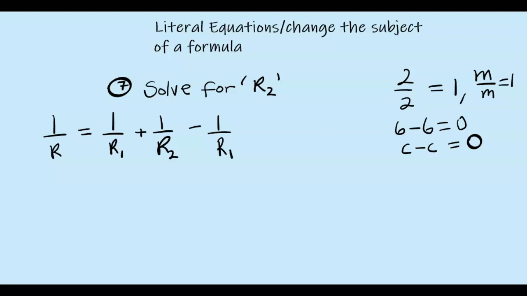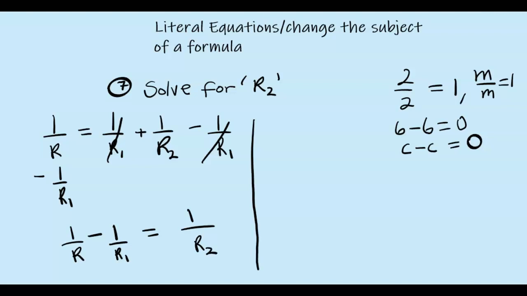So we will subtract minus 1 over r subscript 1. If we do that, we are going to get 1 over r minus 1 over r1 equals to this, and this will turn into 0, equals to 1 over r2. Bring it over here.